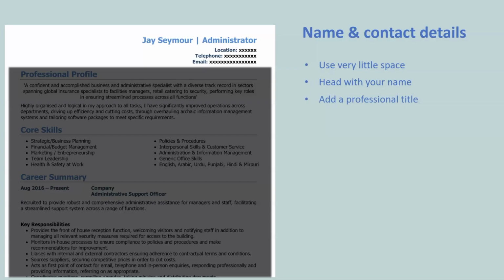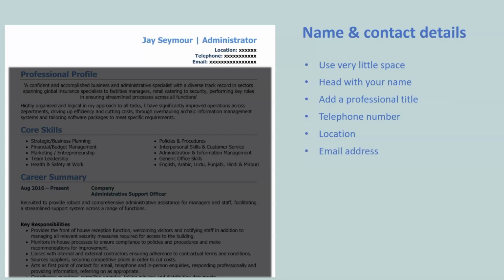So this is just a title that relates to the kind of jobs you're applying for. So if you're applying for data administrator jobs, call yourself a data administrator, and it just sets the tone for the CV and lets people know, as soon as they open it, that they've got a suitable person that they're looking at here. In terms of the contact details, just include your telephone number, location, and your email address.